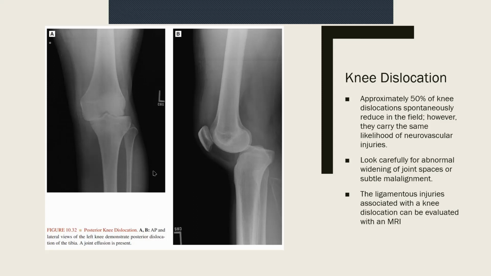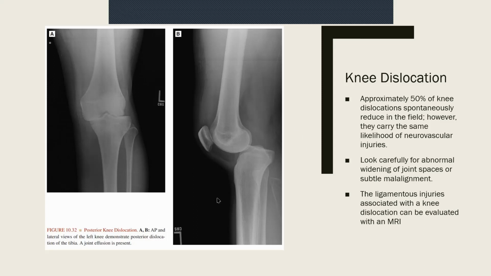Sometimes you may get subtle misalignment, like what's shown over here. And any history of the patient experiencing severe pain and then a click, a movement back, or they saw the knee out of place and then moving back, should immediately alert you to the fact that this could be a dislocation and the fact that there could be a neurovascular compromise.